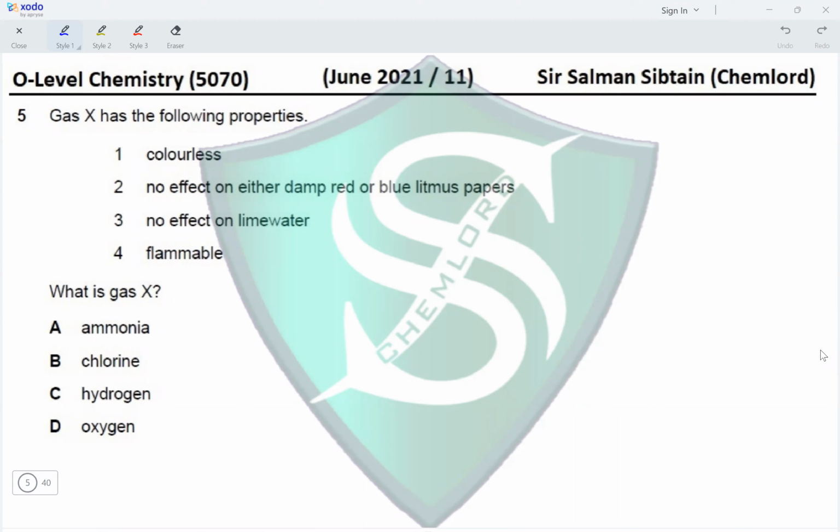So let's look at the options. What is gas X? Ammonia. Option 2 eliminates the presence of ammonia. And next is chlorine. Option 1 eliminates the presence of chlorine. C is hydrogen. Hydrogen could be the answer. Let's look at D. D is oxygen. Now, oxygen and hydrogen are both following properties 1, 2, and 3. But hydrogen is a flammable gas and oxygen is not a flammable gas. So this makes hydrogen the correct answer. Thus, option C is the correct option for this question.